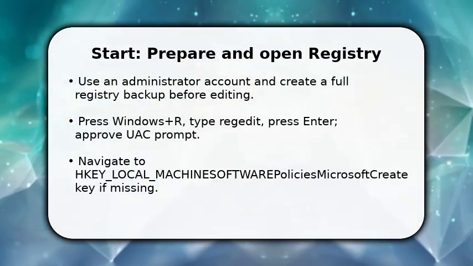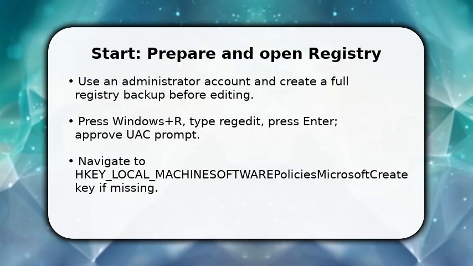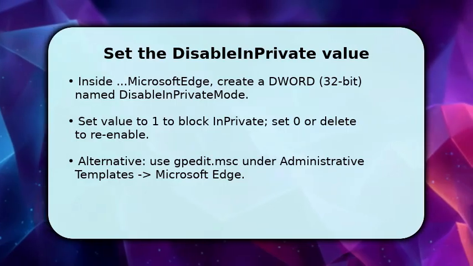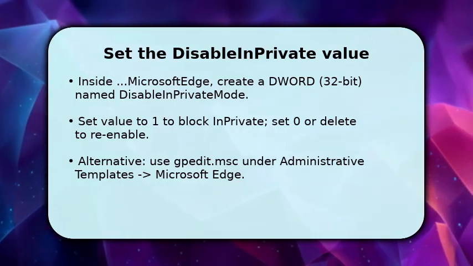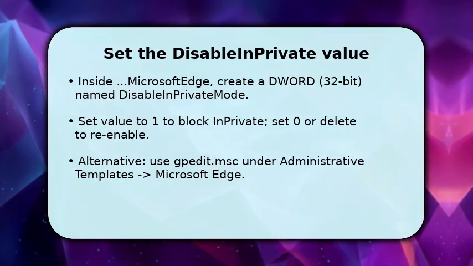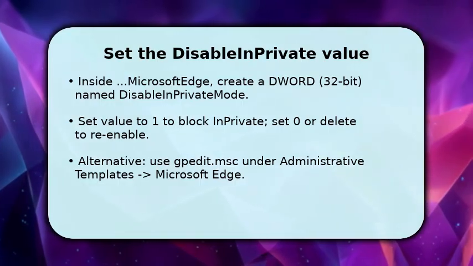if a mistake happens. Next, create a DWORD 32-bit value named InPrivateModeAvailability and set it to 1. This instructs Edge to disable InPrivate browsing at the policy layer. Once set, Edge will enforce the restriction on next launch, so close any running instances first.